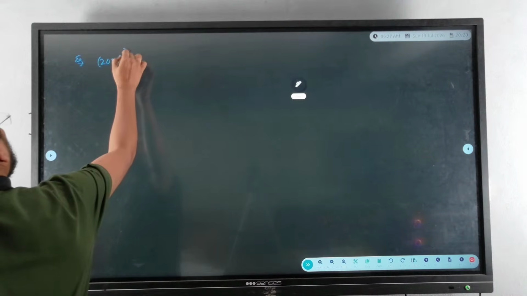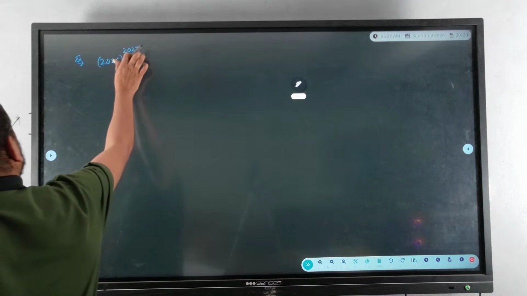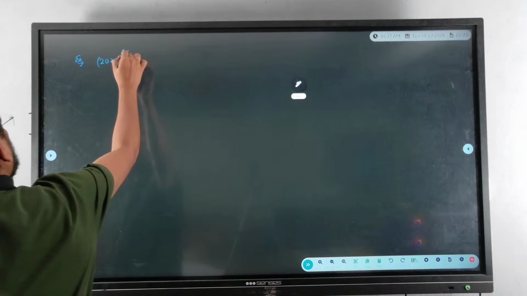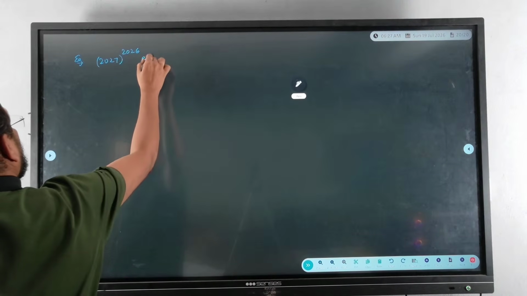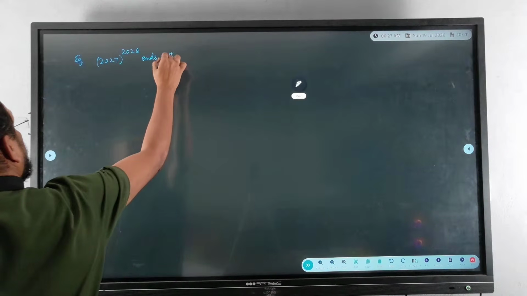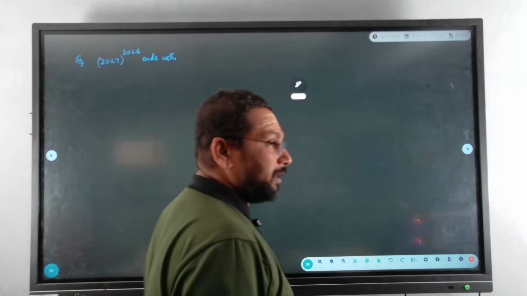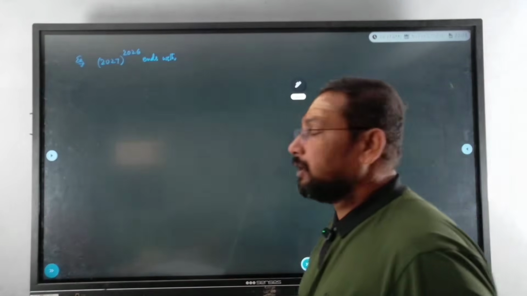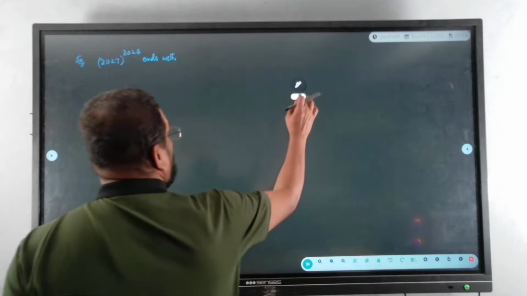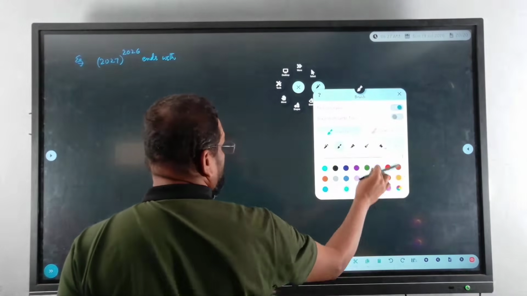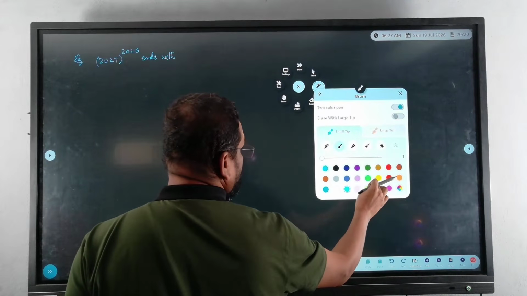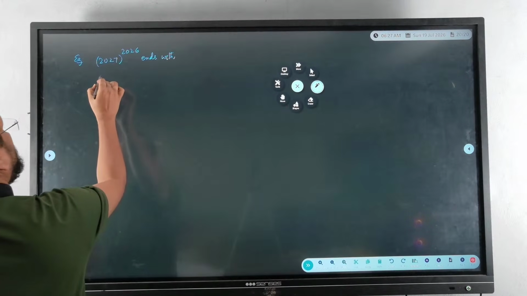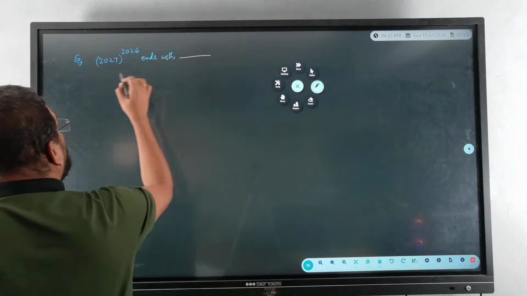See, 2027 power 2026 ends with what? 2027 power 2026 ends with. That is the question. So how can we solve this? It is nothing but 7 power 2026, ends with what?